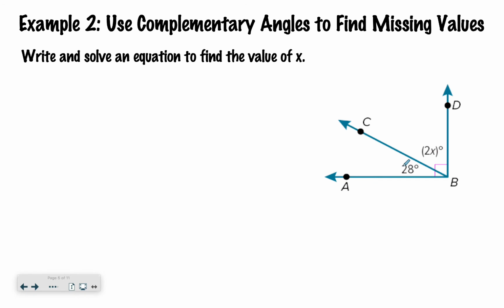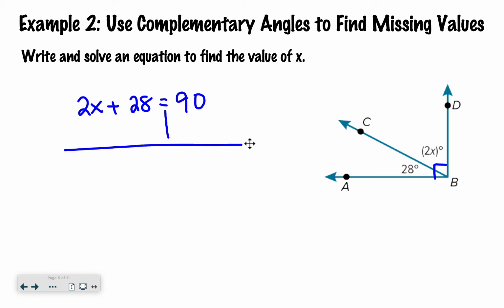Now today we're going to practice writing and solving an equation using what we know about complementary angles. Similar to what we did yesterday where we took angles and added them together and set it equal to whatever the angle equals, we're going to do that same thing. I'm going to take that 2x, add 28, and set it equal to 90 because I see I have a 90-degree marker. These are two complementary angles. So then from there, I just solve.